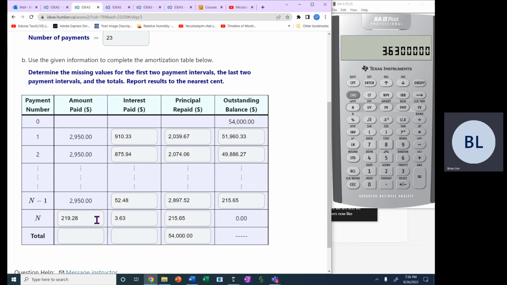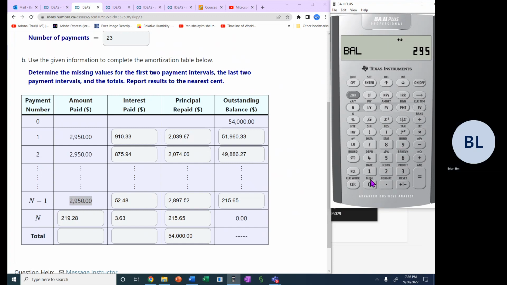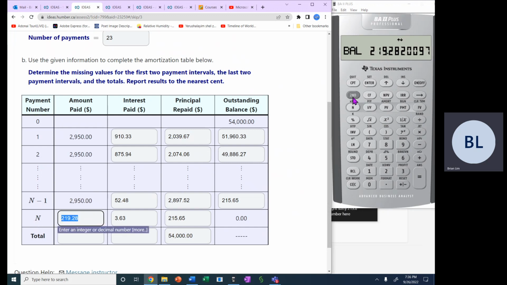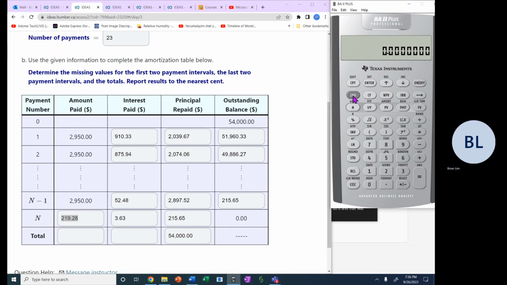Now, like I told you, if we wish, we could have done it a little bit quicker, maybe a quicker way, and made this negative. So if we decided to add this amount, 2,950, and we press equal, see, we got 219.28, which is this number here. So we could have done it in there, but we chose not to do it, and that was quite okay.